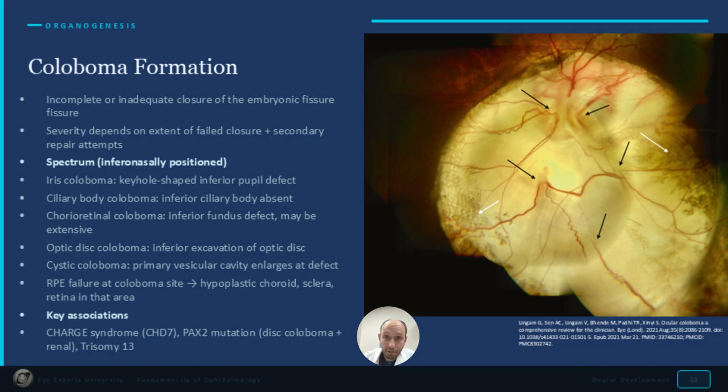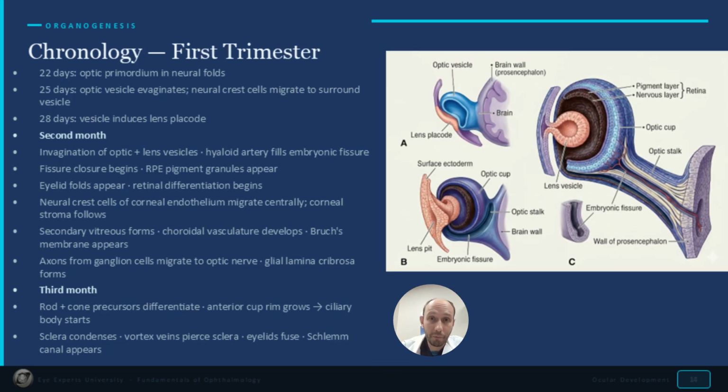So, it can affect the nerve, the retina all the way through, and the iris because that's the uveal tract. So as we've learned, in the fourth week is when the eye development begins. In the second month, things get more busy.